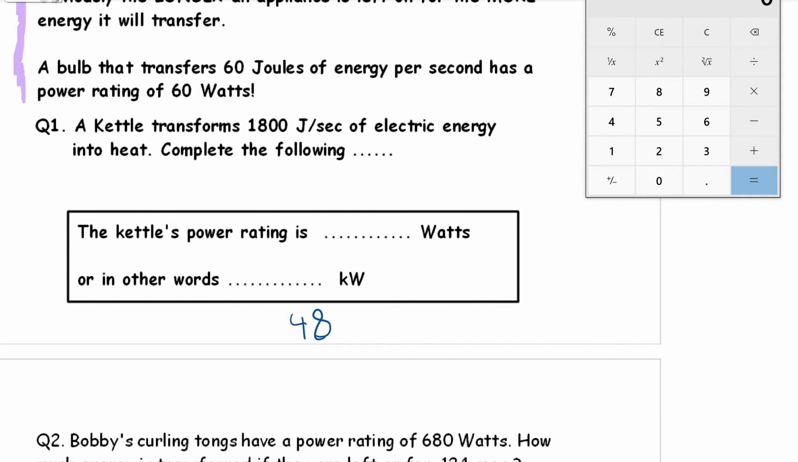Question 1. The kettle's power rating, now in watts, would be 1,800 watts. And if you convert that into kilowatts, you simply divide by 1,000.